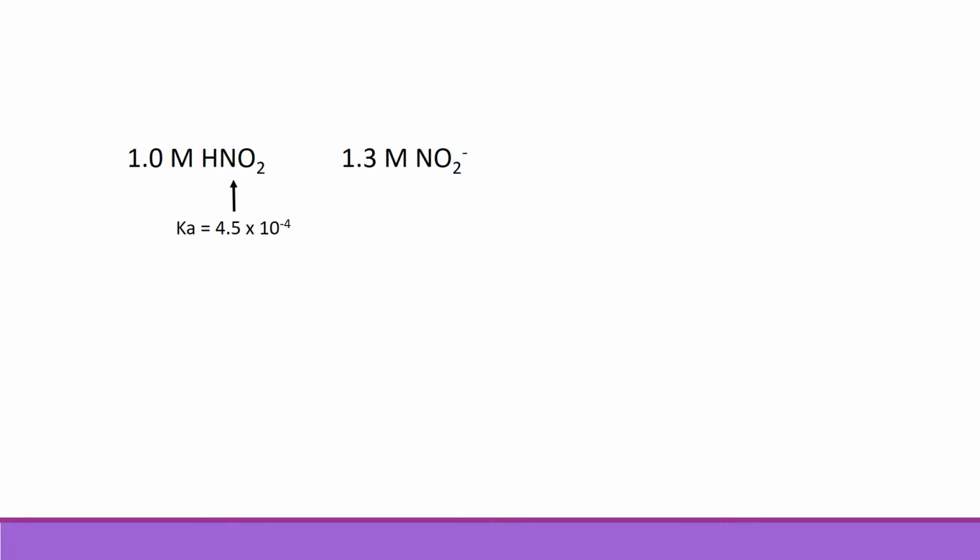of nitrite. The Ka of nitrous acid is 4.5 times 10 to the negative 4. Taking the negative log of that gives a pKa of 3.3. Plugging this pKa and the two concentrations into the Henderson-Hasselbalch equation gives us a pH of 3.4.